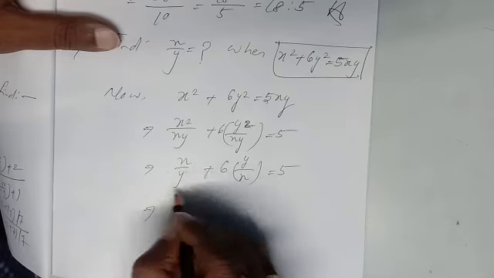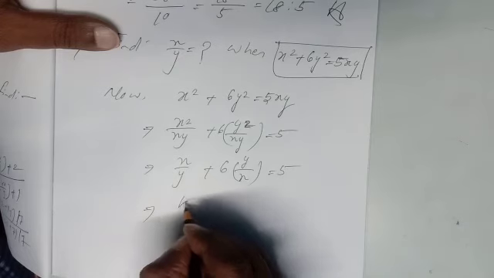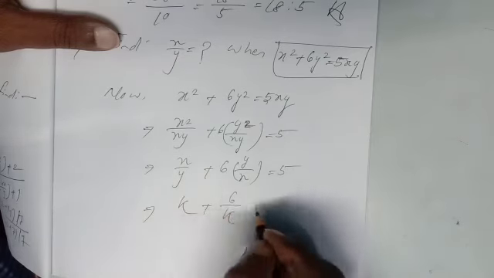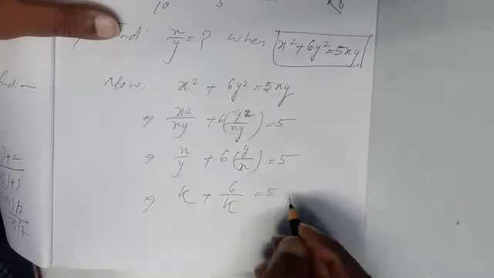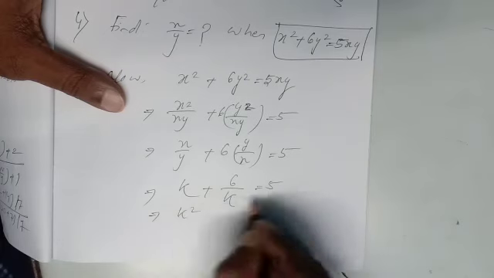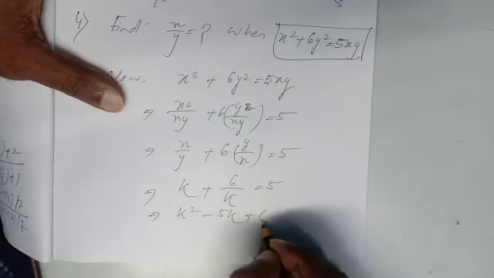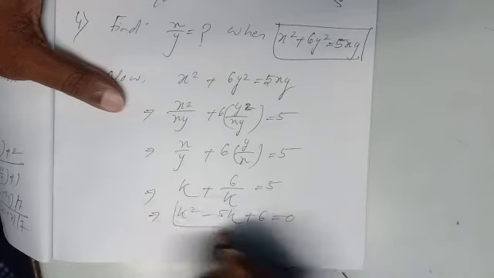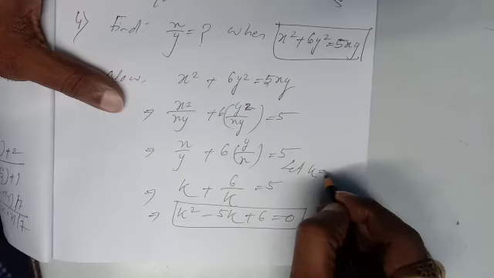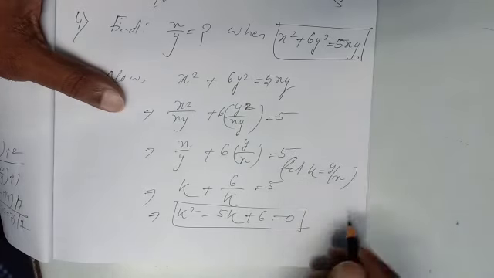This x by y, we take as k. This will be 6 by k, as the reciprocal is given, equal to 5. That means it will be a quadratic equation. That means k square, minus 5k plus 6 equal to 0. Directly I am doing. Let k is equal to x by y.